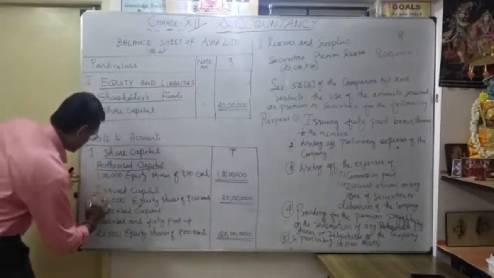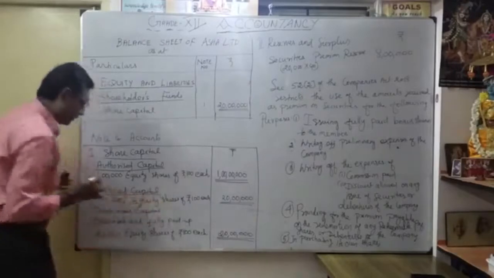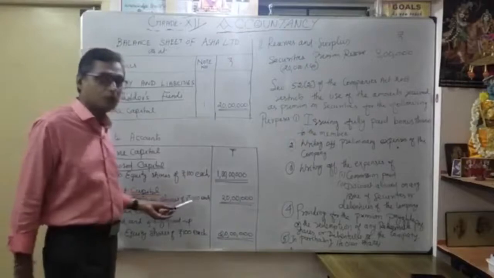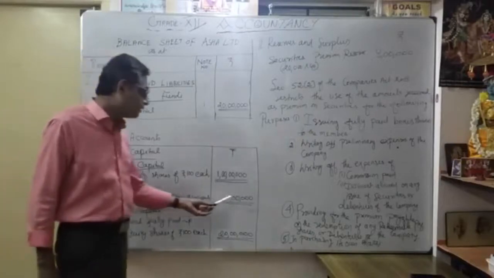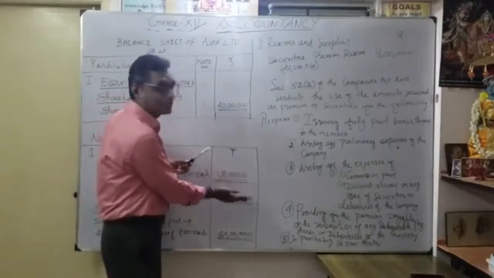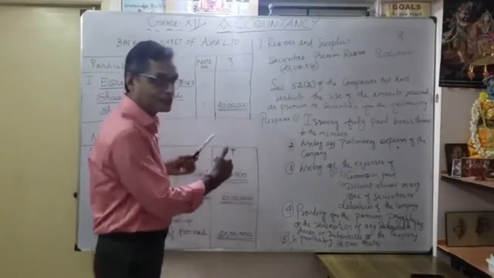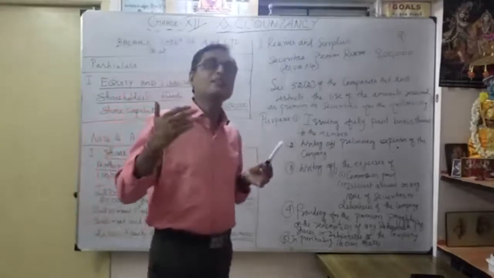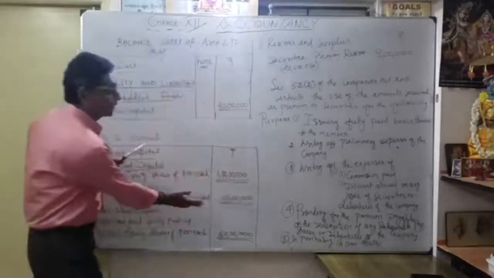See here, the second one, issued capital. As you know, how much did you issue? 20,000 equity shares of 100 each. You issued 20,000 shares, so again it is only 20 lakhs, which is less than our authorized share capital. That is very important. You want to compare whether our issued capital is more or less. Always the issued capital is less than the authorized share capital. That is what it represents here.